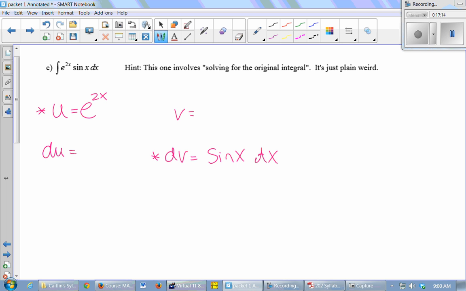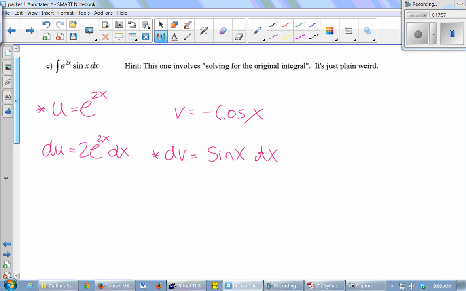So now I have to calculate du and v. So du, that's the derivative of e to the 2x, or du dx is the derivative of e to the 2x. So du is called a differential. So du is going to be 2e to the 2x dx. Dx just went from the bottom of the du dx fraction multiplied to the other side. All right, and then v, this would be the integral of sine x dx. So the function whose derivative is sine would be negative cosine. Okay, good.